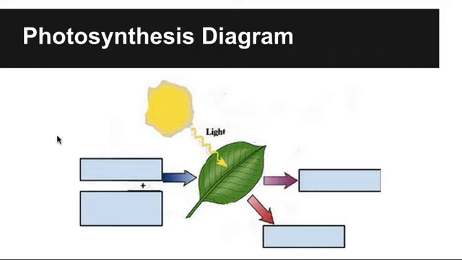Let's look at this diagram here. We have a couple of things coming into the leaf and a couple of things coming out of the leaf. We know sunlight has to come in. That's what gives us the energy. But that energy has to convert two things. It converts water and carbon dioxide. So we take that energy from the sun and we convert water and carbon dioxide into glucose and oxygen.